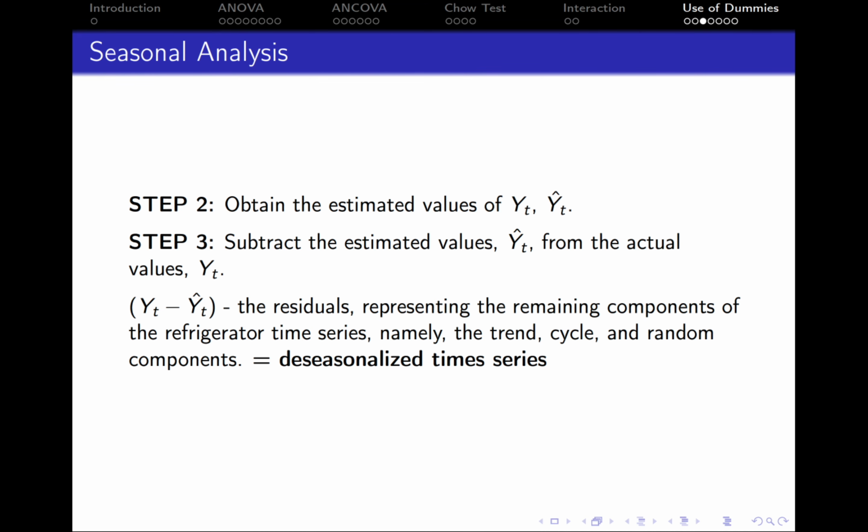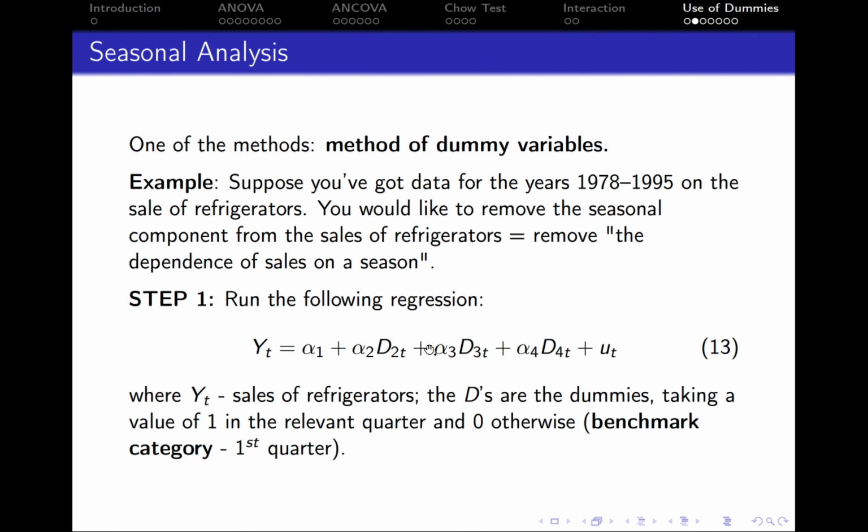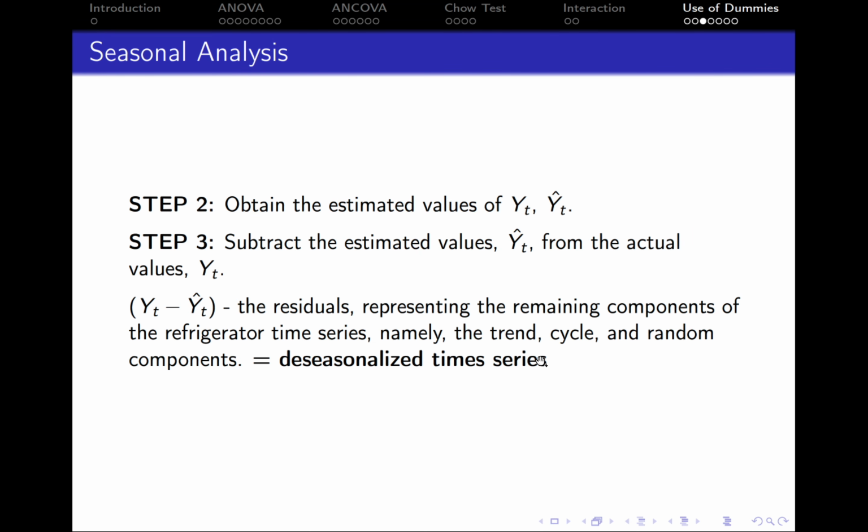After this, after we've obtained some estimates of alpha 1, alpha 2, alpha 3, alpha 4, we get the estimated values of y. And after this, we take those estimated values and subtract them from the actual values of y, and this is how we get the deseasonalized time series.